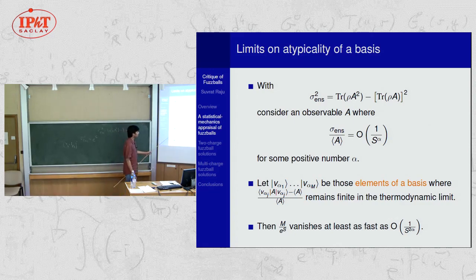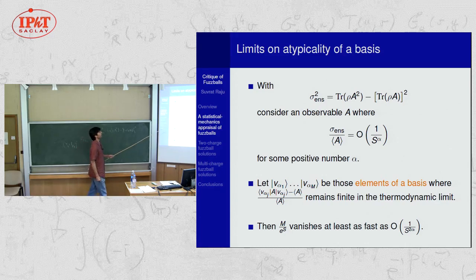Let's take some elements of a basis. Let's say there's some basis which has elements that go from v alpha 1 to v of alpha e to the power s, and let's say the first m elements, alpha 1 to alpha m, are such that the expectation value of the observable A is very different from this mean expectation value in this mixed state. So these are the atypical basis elements.